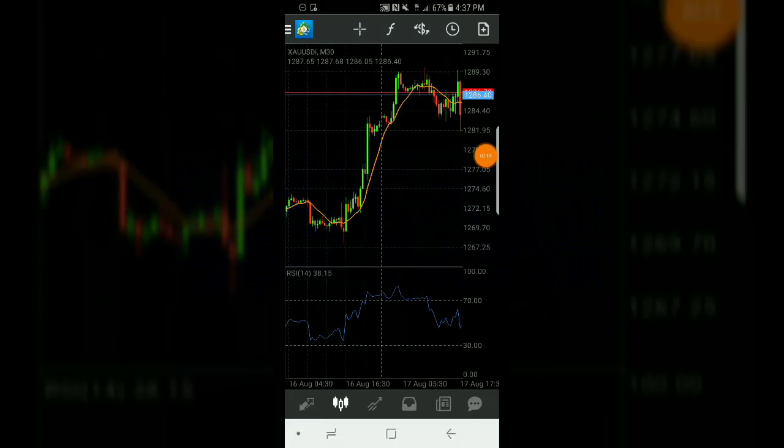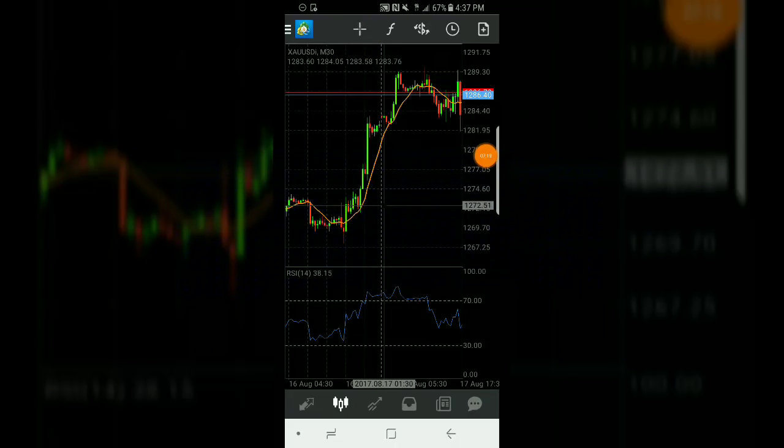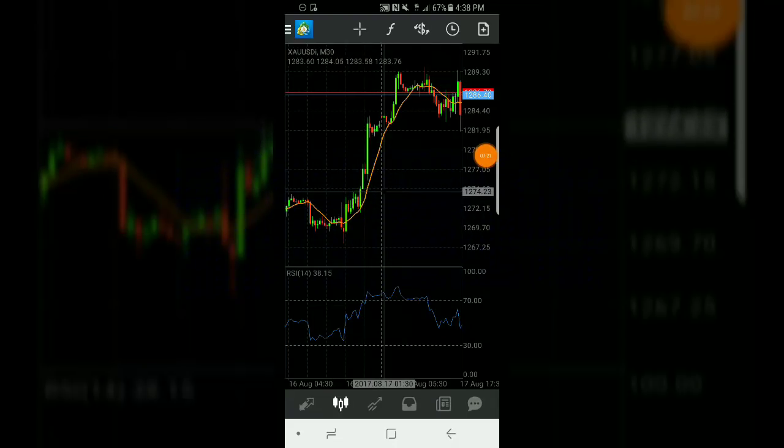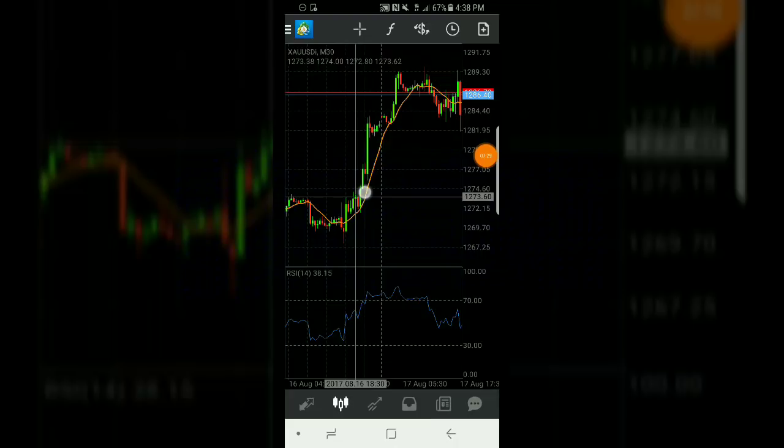So you see how the pair followed the 10 right here, jumped on top, and it bounced right here. When it took off, it probably broke above a resistance level. If I were to scroll back in time, you'll see that point was probably a resistance level. So finally, when it broke off right there, it took off and went boom.